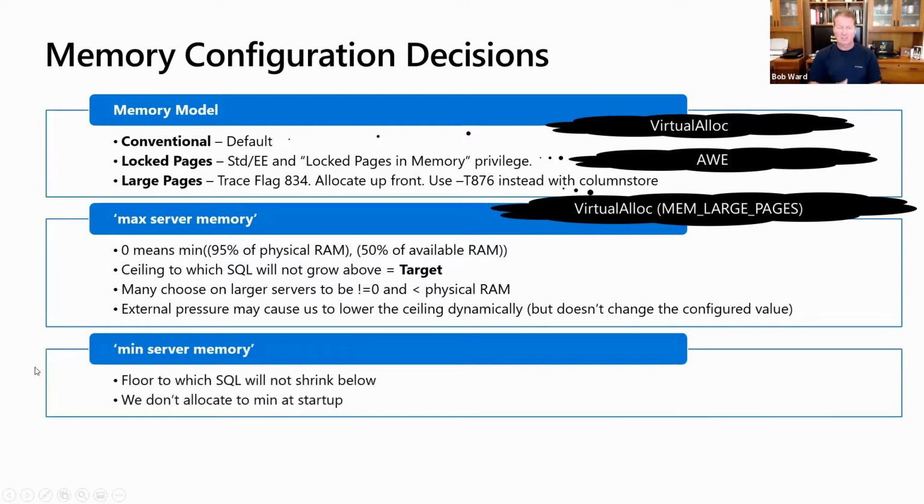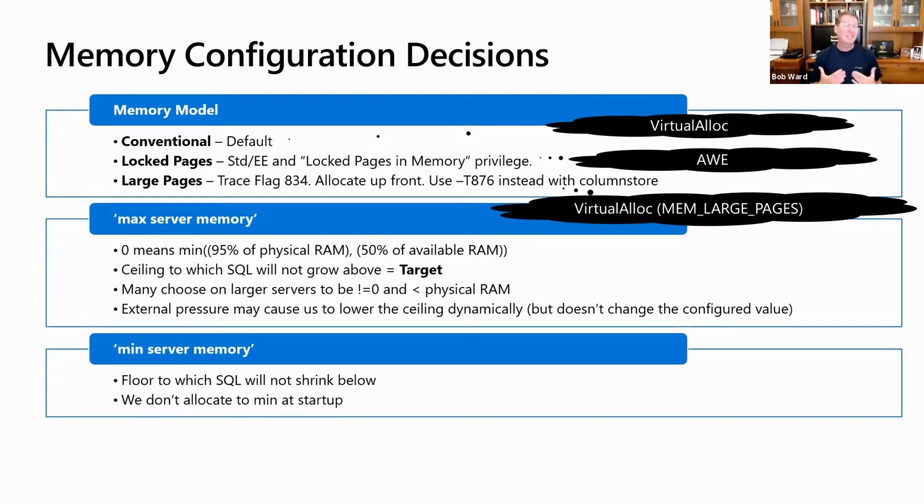Min server memory is the floor. So max server memory, the ceiling, min, the floor. So we're going to dynamically grow within this range. This is the floor to which SQL will not shrink below. And we don't allocate this at startup as a minimum. Don't think in terms of, well, I'm going to allocate this up front to get going. Remember, with large pages, we're going to allocate max server memory up front. For min server memory, though, we do not allocate it up front. What happens is SQL will start growing. And if we, for some reason, have pressure and have to lower down, we will never lower down below that floor.